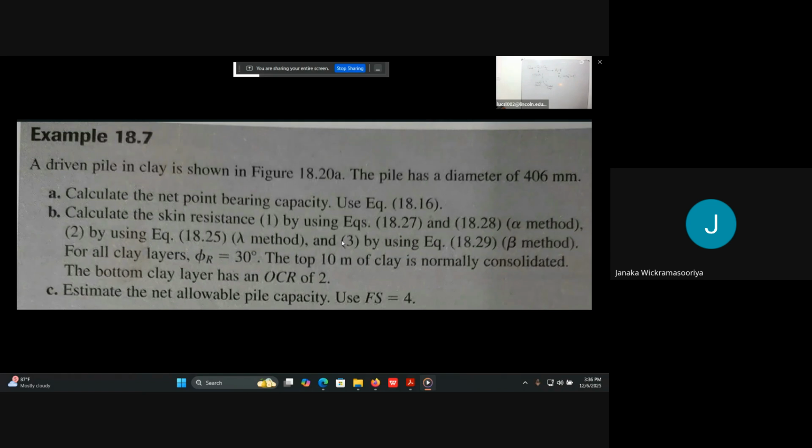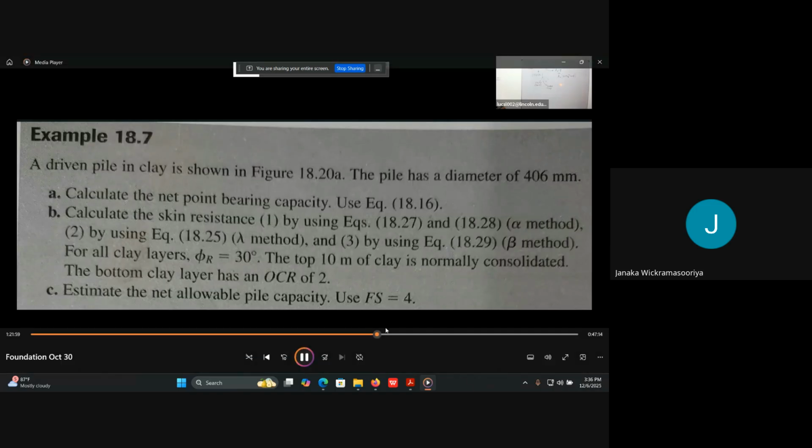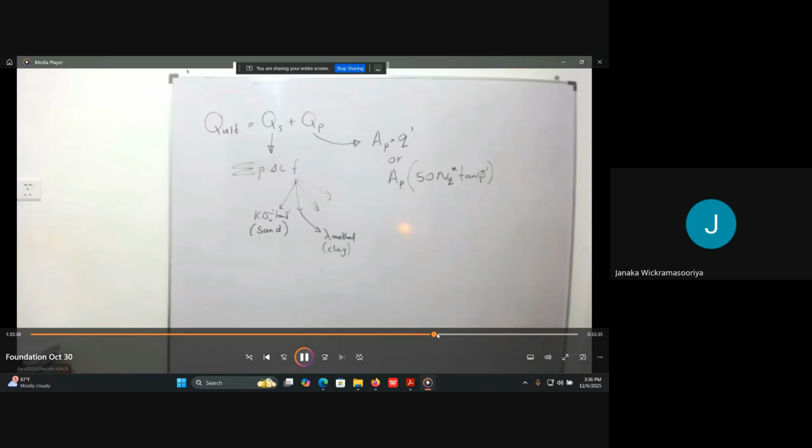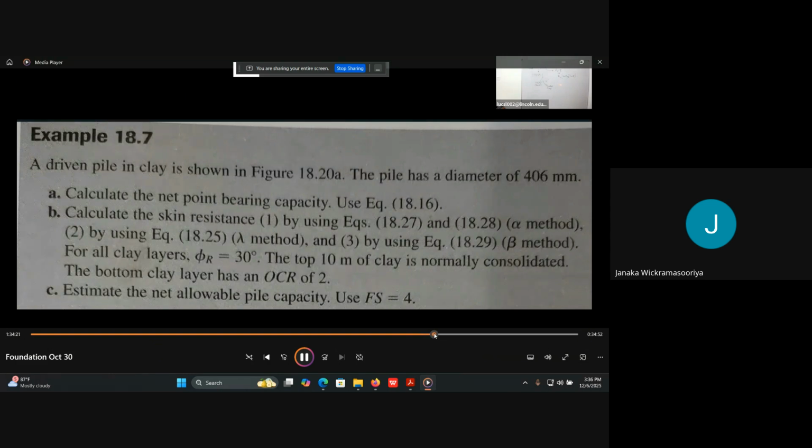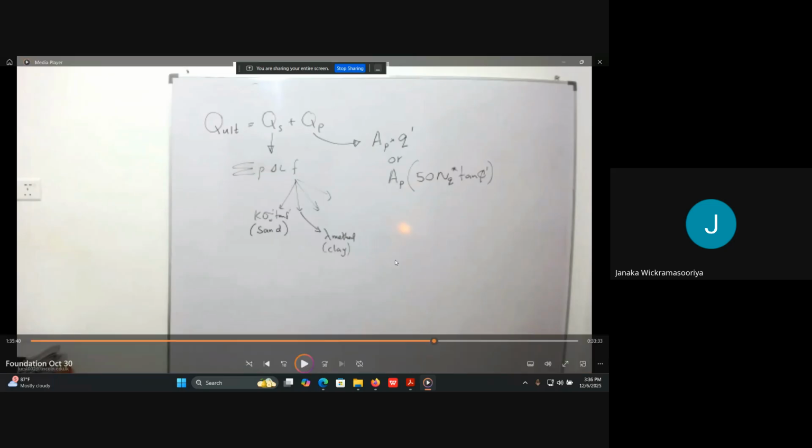The pile has a diameter of this much. Calculate the net carrying capacity using this equation. These are the things that are available in the PDF that I have shown you. And using the lambda method, beta method, and phi r is 30, the net allowable pile capacity has to be found for the factor of safety of 4. So this is the summary.